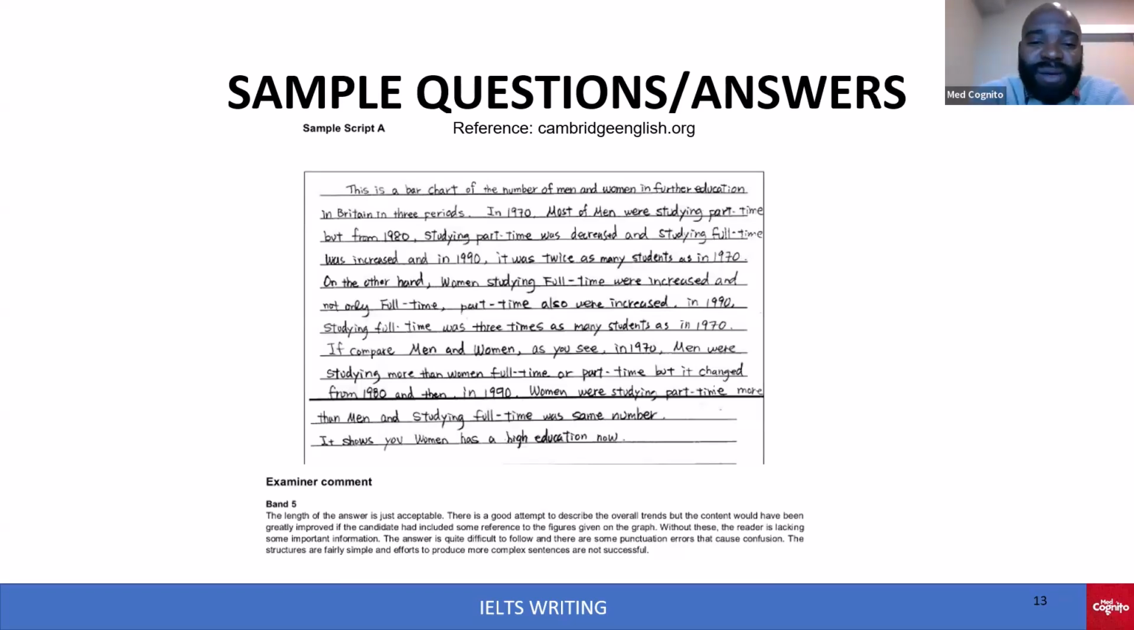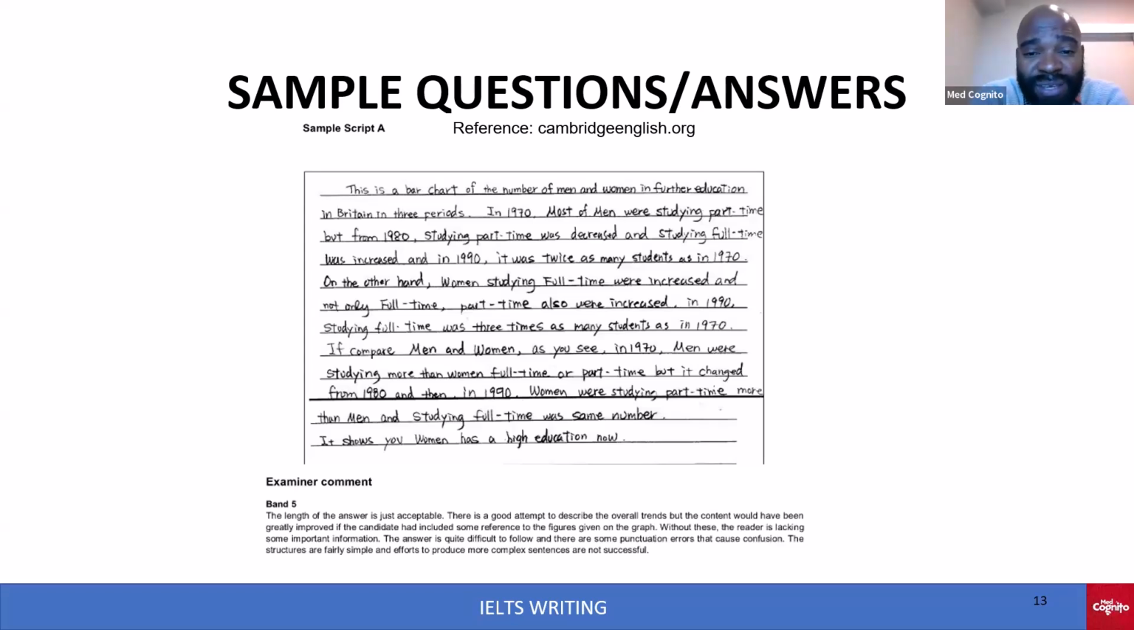And so this is a sample script. This is a bar chart of the number of men and women in further education in Britain in 3 periods. The first sentence summarizes what the graph is about. In 1970, most of the men were studying part-time. But from 1980, studying part-time was decreased and studying full-time was increased. And in 1990, it was twice as many adults as in 1970.